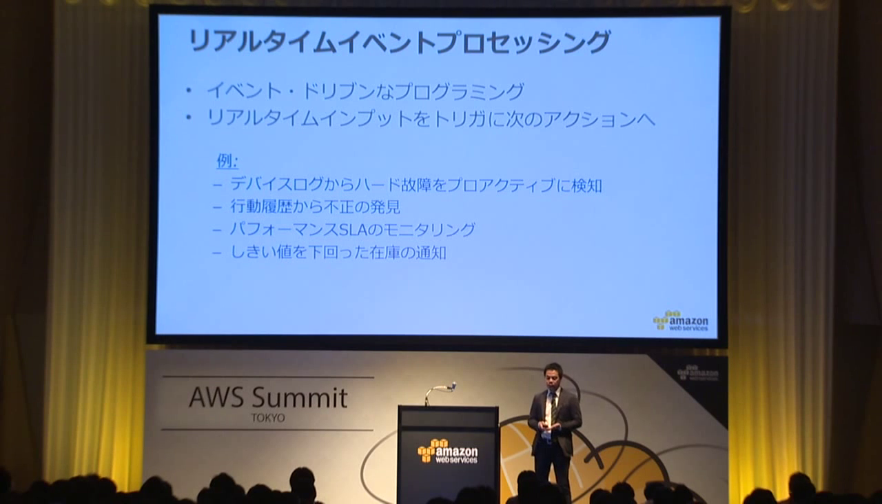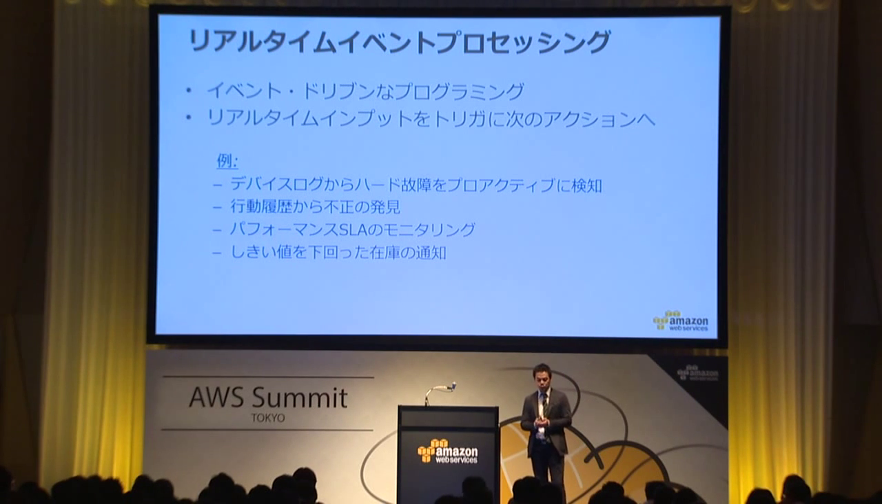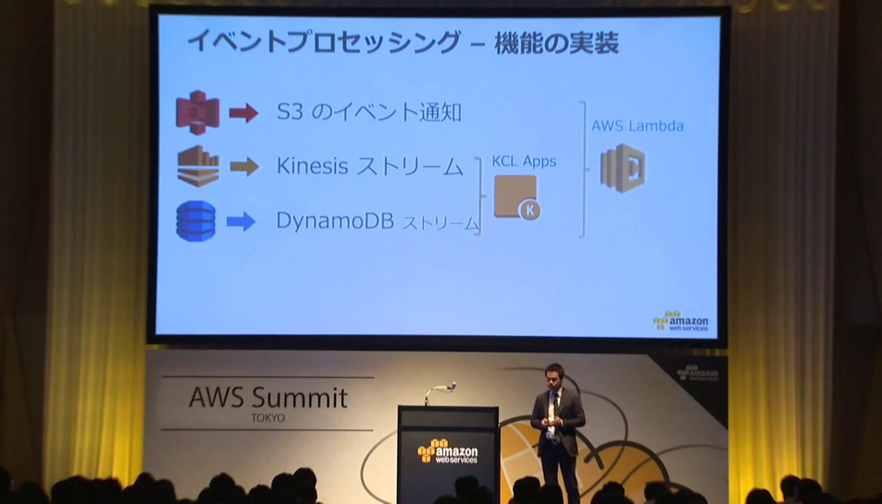Let me share some use case scenarios. For example, if you detect some errors from the device, with data collected in Kinesis, you execute it using Lambda, and if there's an error regarding the device, you can push an SMS to take action. Or based upon behavioral history, you can identify problems. For example, you are using a credit card and you find some anomalies, then you can take action from Kinesis. Or you can monitor performance SLA. Or if it goes below the threshold, you can alert the inventory. And these can be done based upon events.